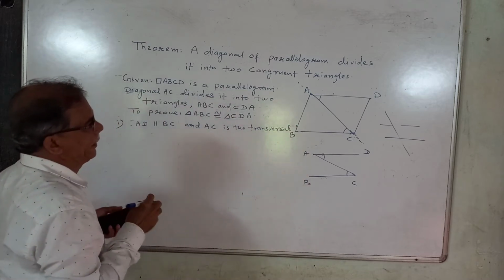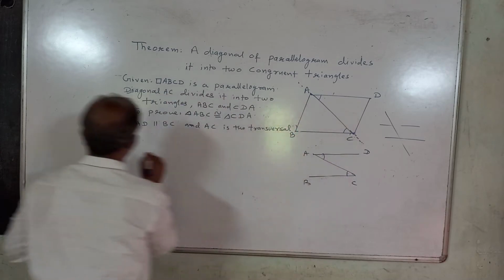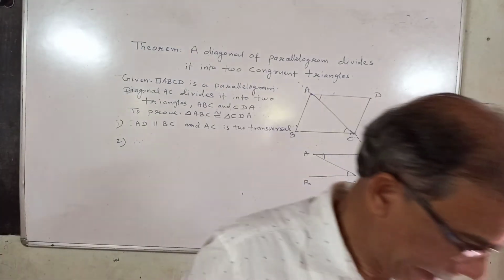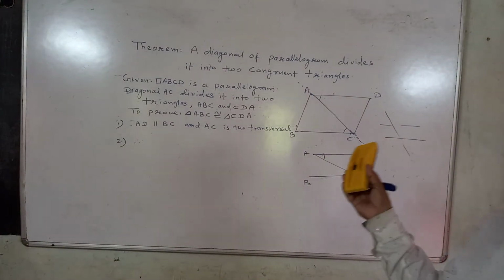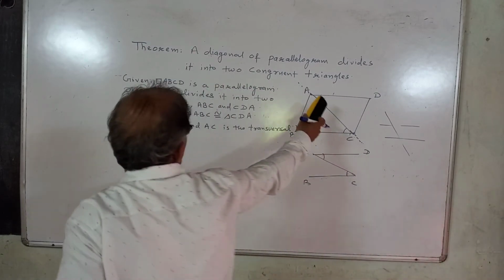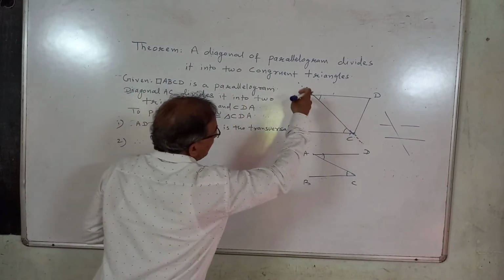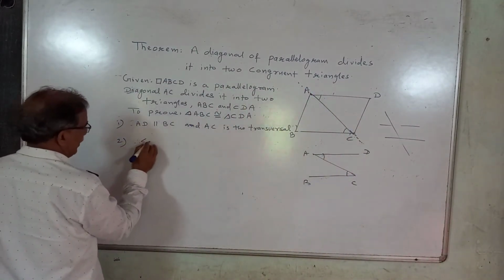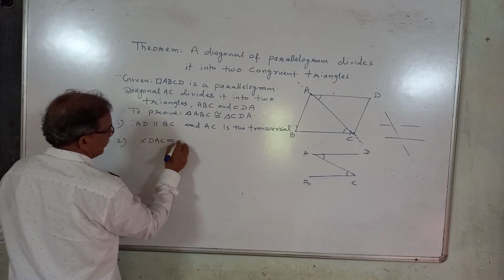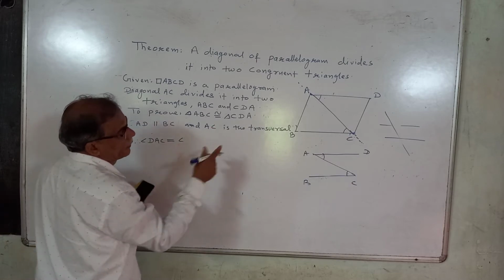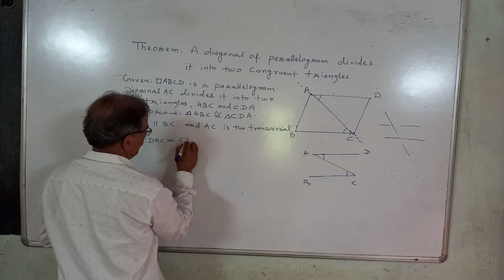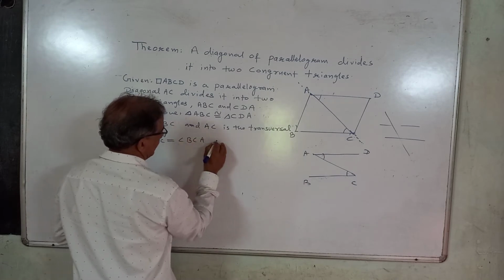So what can we write? This angle A equal to what? That angle C here. So A I can write as angle DAC, isn't it? So angle DAC equal to angle BCA, alternate angle pair.